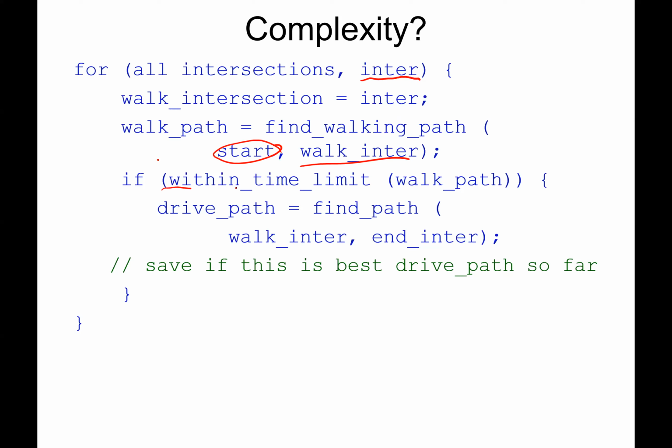Once I find that path, I can check, is it within my time limit? Because I've been told in this function call there's a certain limit of how long the person will walk for. If it is, then I call the find path function I just wrote to get the driving time from this walking intersection to the ending intersection. Check how long that time is. If it's better than the best drive path I've seen so far, then update my solution. And when I'm done, at this point, I have the best.